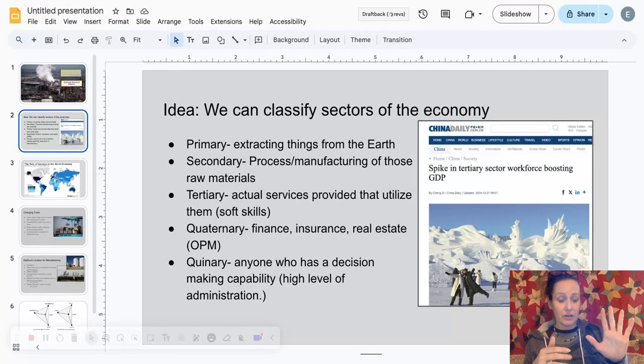So there's 5. All right. Sometimes you may only hear 3 because 4 and 5 are a subsector of the third one. But for the sake of this, we're going to learn all 5. So the first we have is primary. That is the economic sector that extracts things from the earth. Things like farming and agriculture, or even fishing, right? When I say the earth, that includes the water, think planet Earth.